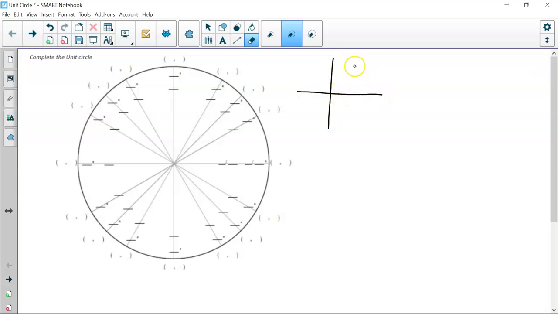Now, if we think about our quadrants, here's quadrant 1, quadrant 2, quadrant 3, and quadrant 4. Now my signs: in quadrant 1, positive, positive. In quadrant 2, it's negative, positive. In quadrant 3, negative, negative. And in quadrant 4, positive, negative.